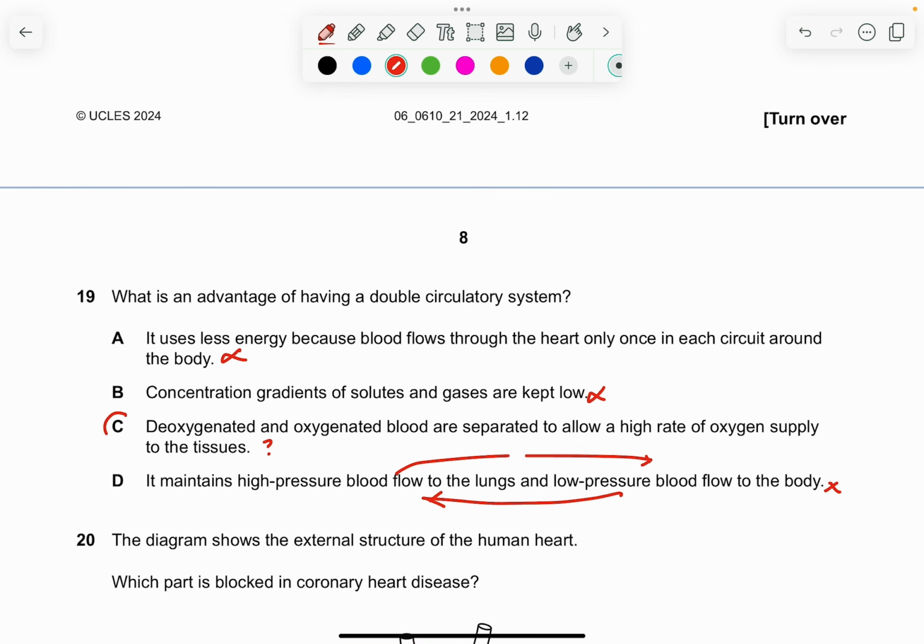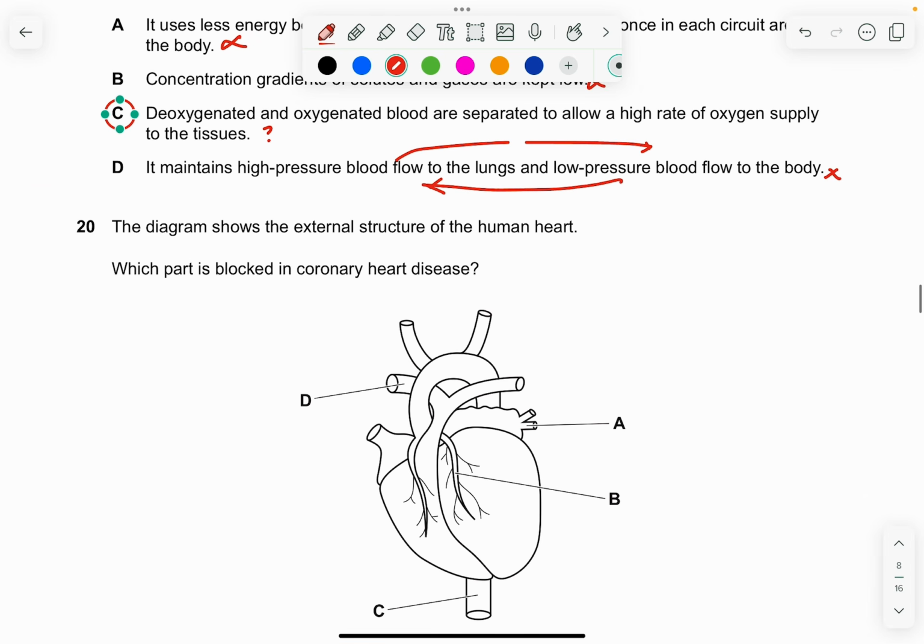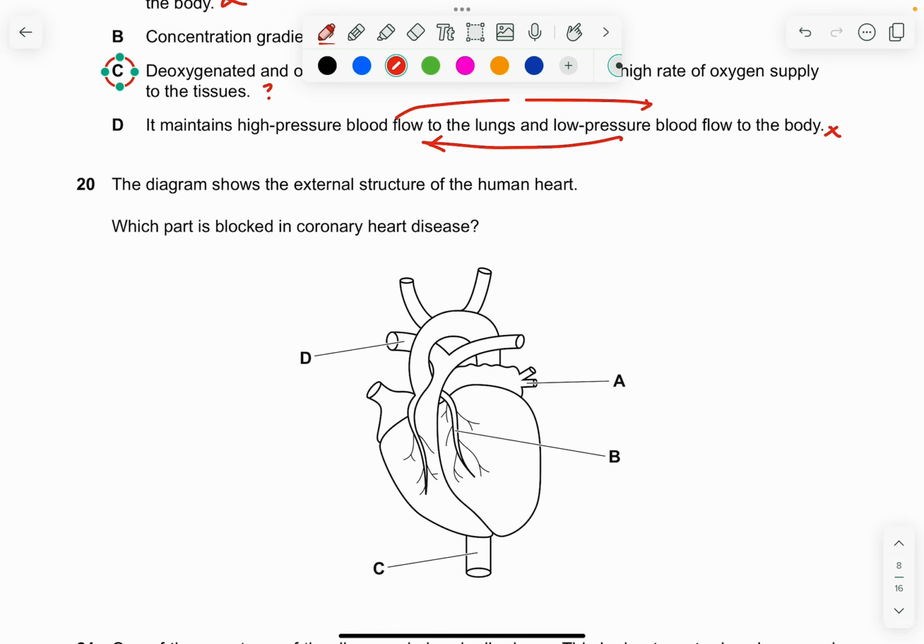Okay, so the answer is C. Question 20. The diagram shows the external structure of the human heart. Which part is blocked in coronary heart disease? So it's blocked in the coronary arteries. The coronary arteries are located around the heart, basically, but not inside, unlike the vena cava, which is not part of this. It's near the muscles of the heart. So the answer is B.